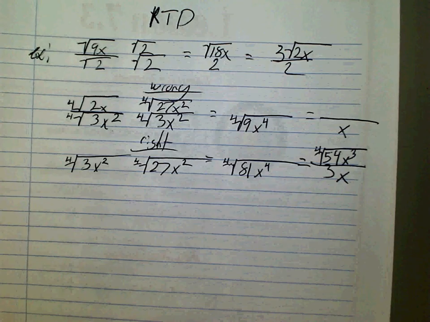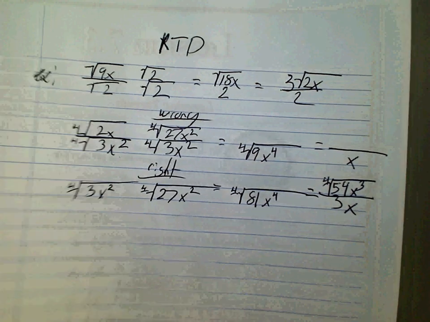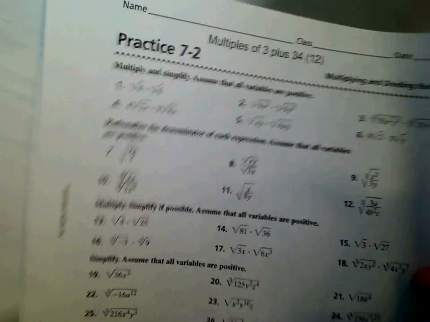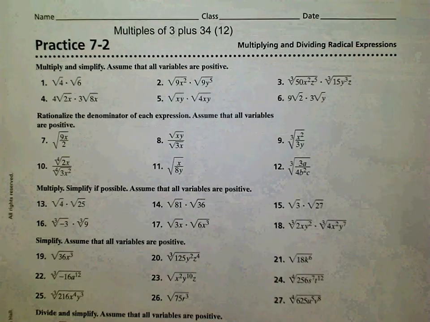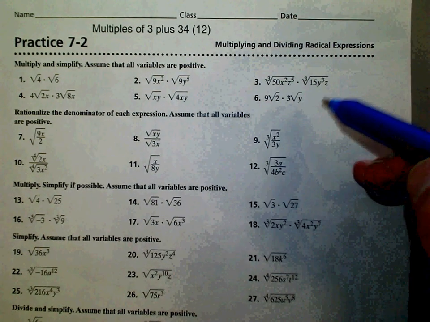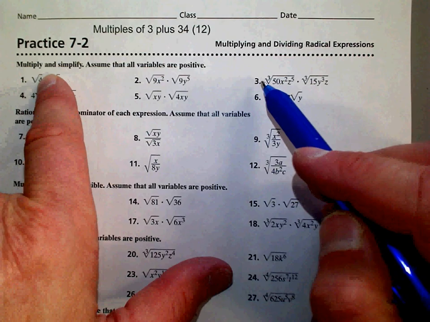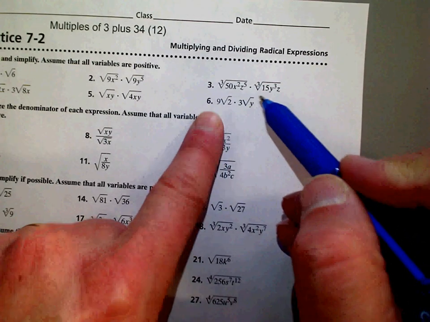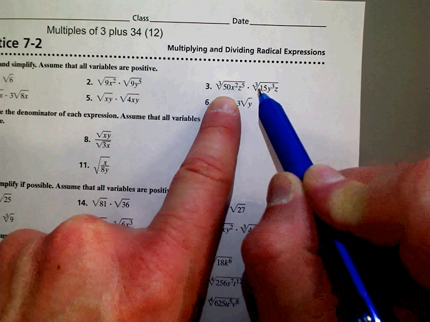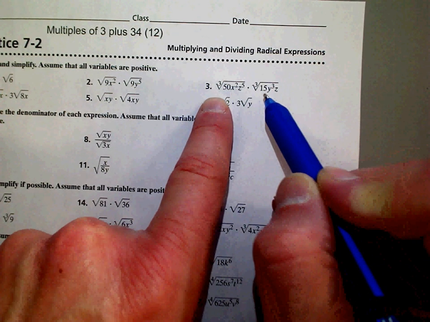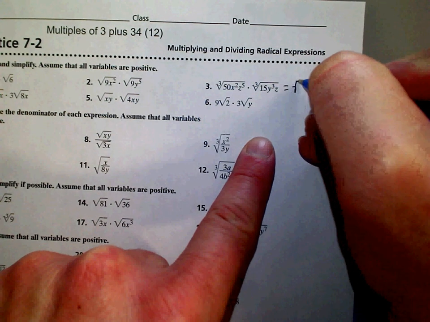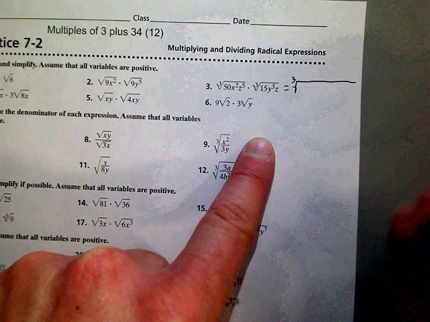So let's look at your worksheet. You've been given this worksheet. We're going to apply the properties. It says multiply and simplify. Apply the properties we just learned. There is a cube root and a cube root. And I got a lot of stuff on the inside. Cube root. I have a 50 and a 15.